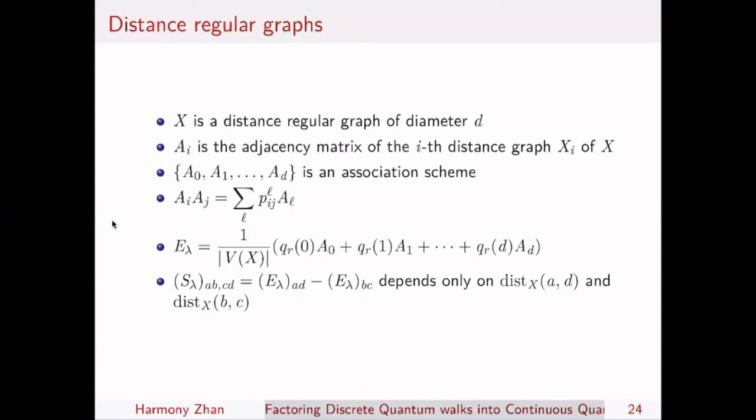In particular, there are these intersection numbers so that this identity holds. This p_{ij}^l tells me the number of vertices w at distance i from u and at distance j from v, given that u and v are at distance l. And we also know that each eigenspace E_lambda is a linear combination of these A_i's, and those coefficients are determined by these dual eigenvalues.